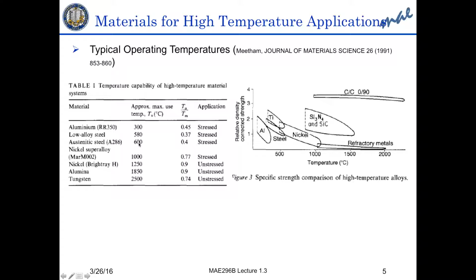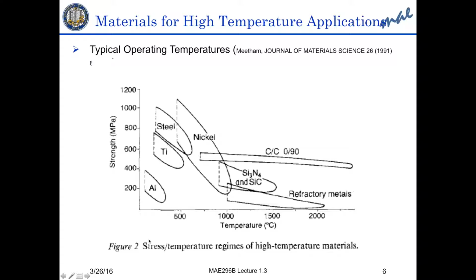But then once we get into jet engines, the blades must be made from nickel-based super alloys, and that can work up to 1,000 degrees centigrade with a lot of engineering, material science, so that we can use this alloy up to 77% of the melting point. Very unusual under stress conditions. If the conditions are very low stress, then we could use nickel, alumina, tungsten up to very high temperatures and a significant fraction of the melting point.